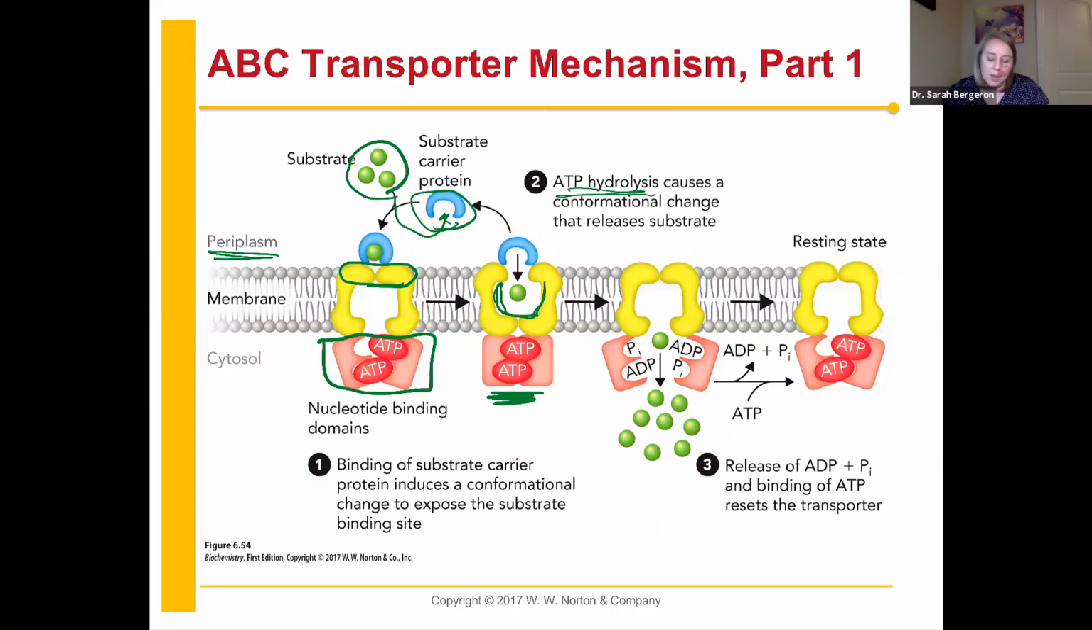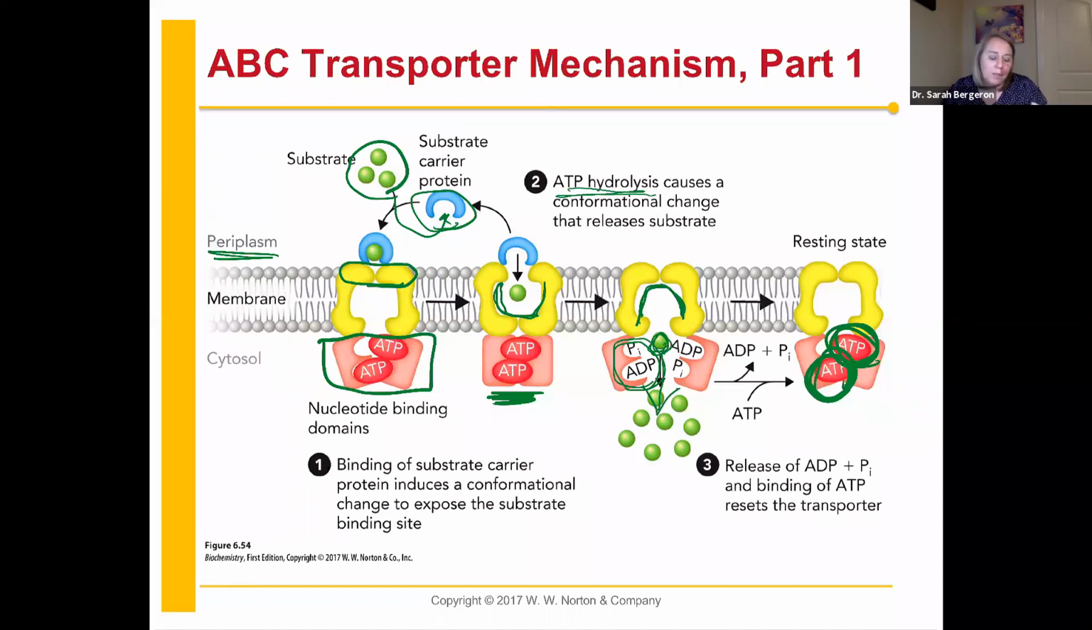After ATP is hydrolyzed, it's going to open up our substrate binding pocket. This time the binding pocket is going to be exposed to the cytosol. And so the stuff that we're trying to transport gets ejected into the cell, into the cytosol. And then afterwards our ADP and our Pi get kicked out and they get replaced by new, fresh ATP molecules, and we revert back to our resting state. And that cycle will continue and continue and continue.